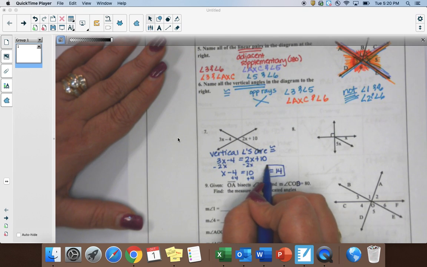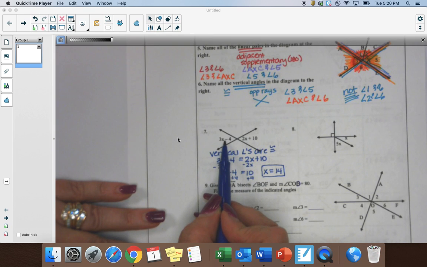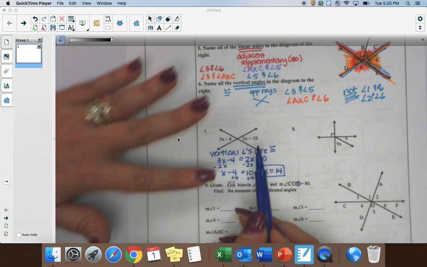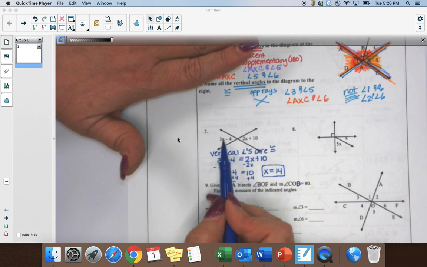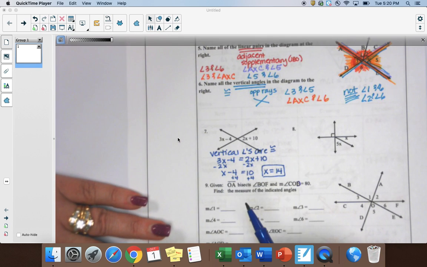We can stop there. Now, one thing you can realize is that if I had asked for the angles, we could have gone back up here and found this 3x minus 4 angle and this 2x plus 10 angle. And because of what we know about linear pairs, we could use those numbers to find these other angles. So we would be able to find everything in this picture if I had asked you for those angles.